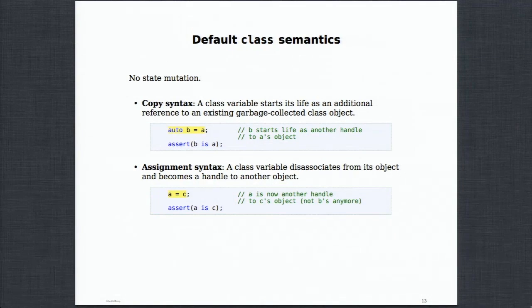As here, the default class semantics are trivial. Here we're using the copy syntax. B becomes a copy of A, but what happens is they are just two handles to the same object. This is the assignment syntax. Programming languages chose this confusion, C, C++, Java, D, we all have this. If you have this type specifier there, even if it's auto, it becomes a copy. If not, it becomes an assignment. So this is simple and nothing very interesting.